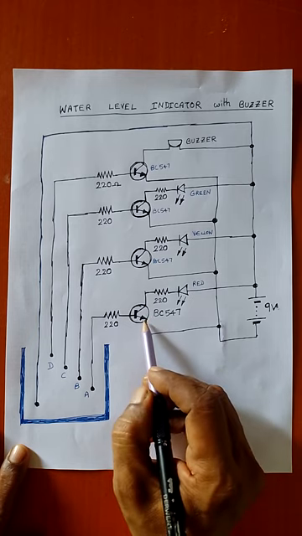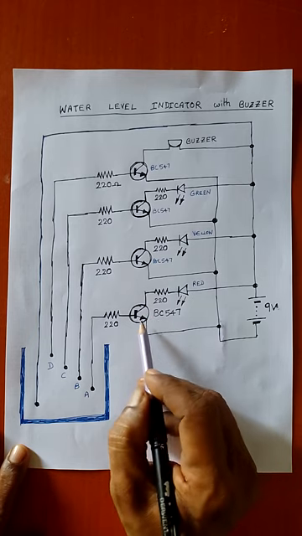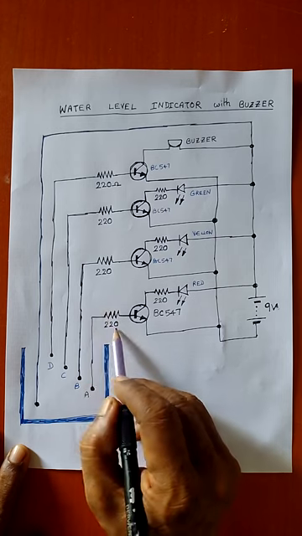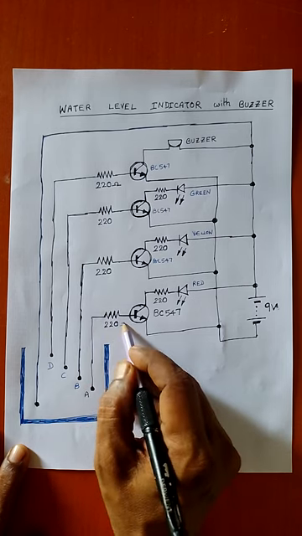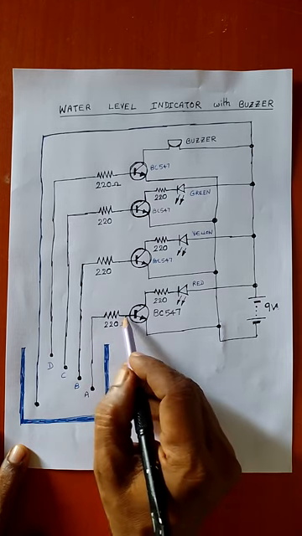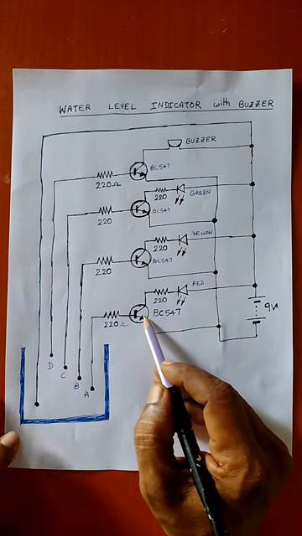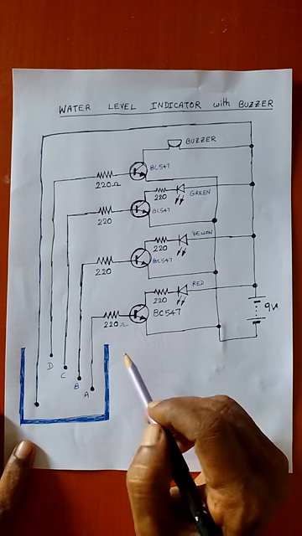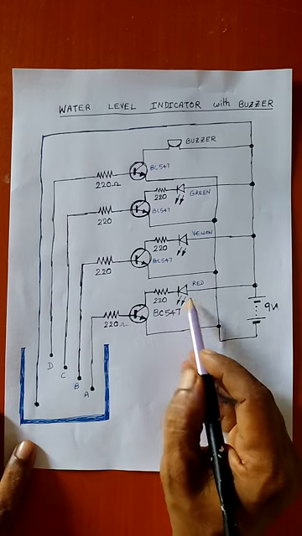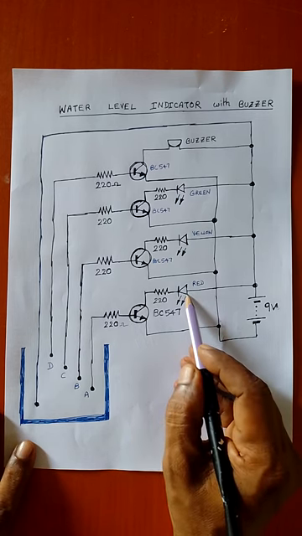Here we have an NPN transistor BC547. In the base we have a 220 ohms resistor. So when there is a base current, this transistor starts conducting and the collector current will flow. Therefore, the red LED will glow.